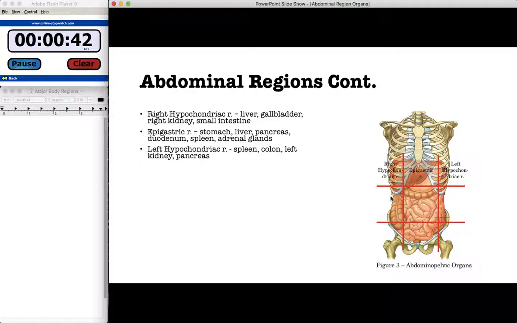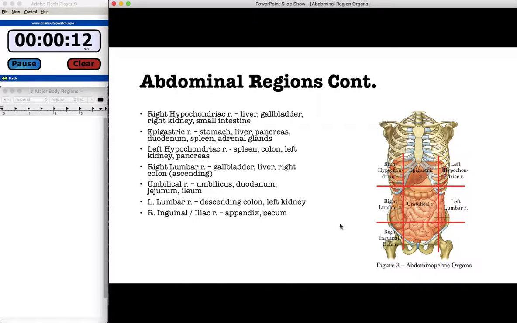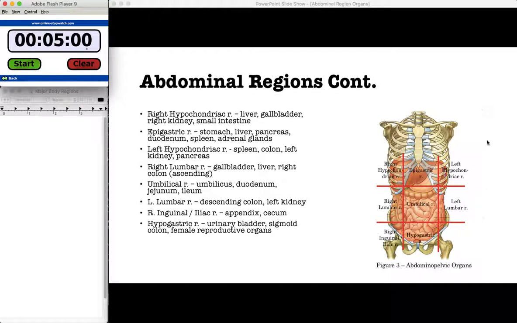And then you have this region, which is your lumbar, right? You still have part of your gallbladder and part of your liver. Then you have your right or ascending colon. You have the umbilical region, with the umbilicus, the duodenum, jejunum, and the ileum, all parts of the small intestines. In the left lumbar region, you have the descending colon, and the left kidney makes part of that. In the right inguinal you have the cecum, that part of the colon, and the appendix, that finger-like attachment to it. In the hypogastric, you have the bladder, the female reproductive organs, and the sigmoid colon. And then you have the left inguinal or iliac, which has the descending colon and the sigmoid colon.